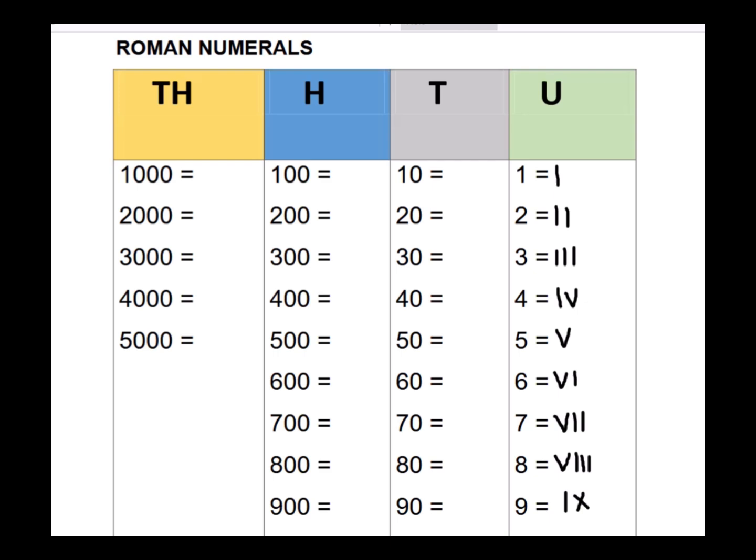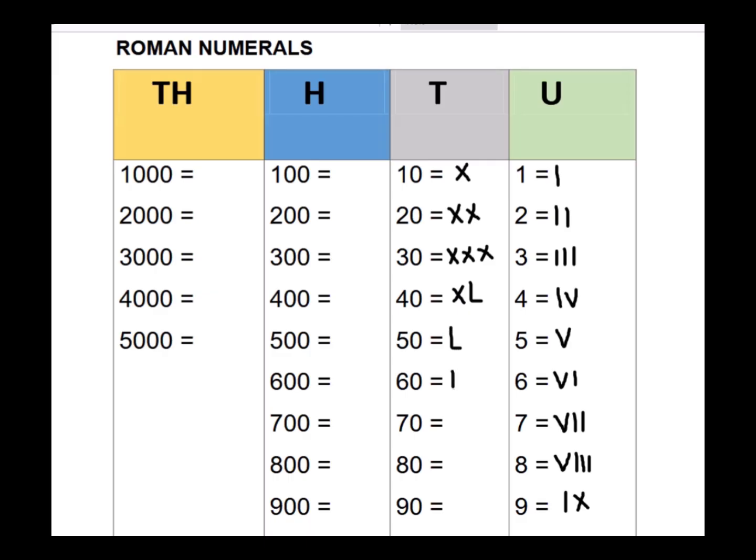So Roman numeral 10 is X. 20, that'll be double X, XX. Roman numeral 30, we have XXX. Roman numeral 40, that's 50 minus 10. That will give us XL. Roman numeral 50, L.